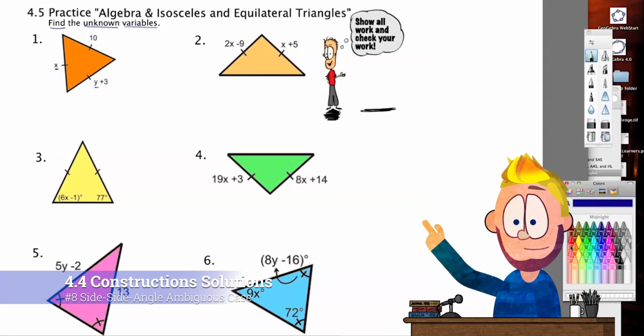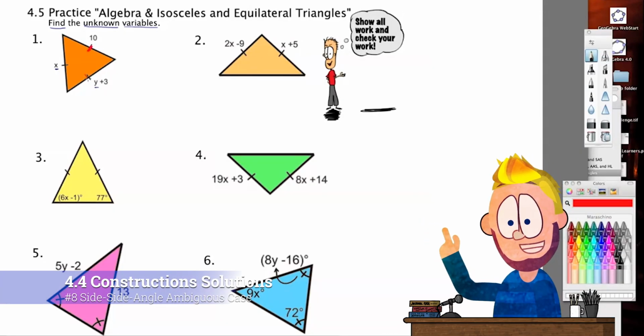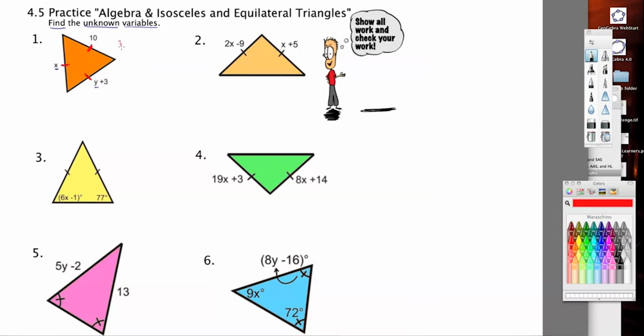Mr. Mack here. We're going to do the 4.5 practice solutions for isosceles and equilateral triangles. Number one, we have an equilateral triangle, and we know one of the sides, so that means x has to be 10. y plus 3 equals 10, so y equals 7, x equals 10.